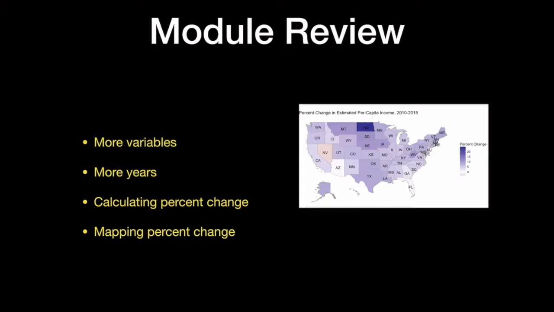In More Years, you learned how to access those same variables for multiple years. As an example, we got the per capita income from both 2010 and 2015. In the next lesson, Calculating Percent Change, you learned how choropleth R makes it easy to calculate the percent change in those values. And finally, in Mapping Percent Change, you learned how to map that change in choropleth R using a divergent scale.